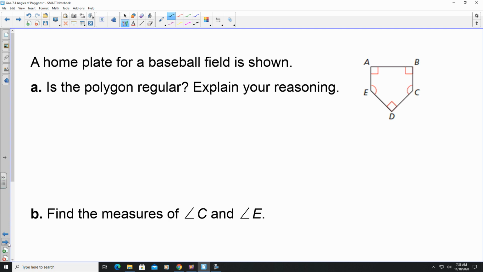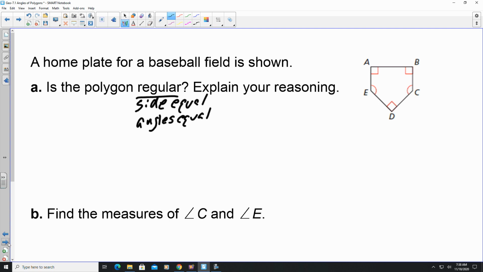So here in part A, it says a home plate for a baseball field is shown. They want to know, is the polygon regular and can you explain? So for a polygon to be regular, 2 things have to occur. First, all the sides need to be equal and the angles need to be equal. So 2 things have to work out.